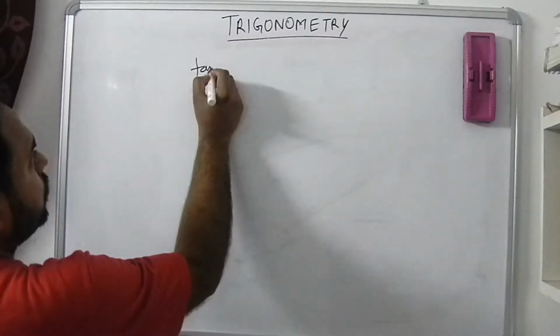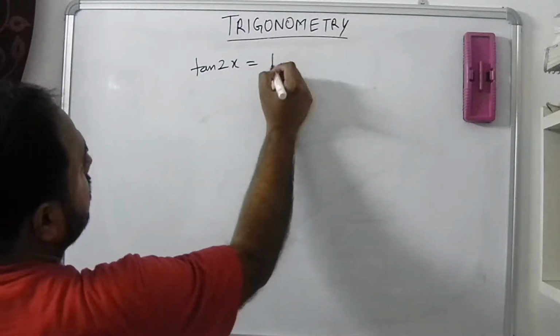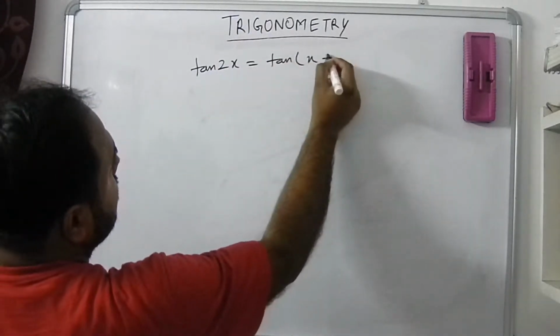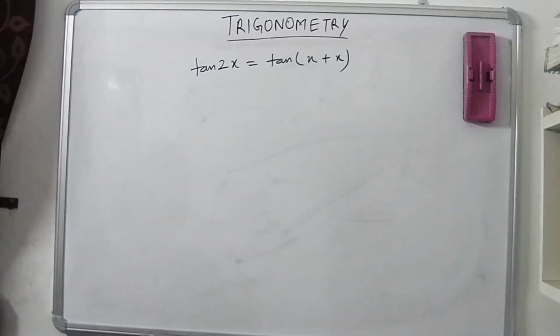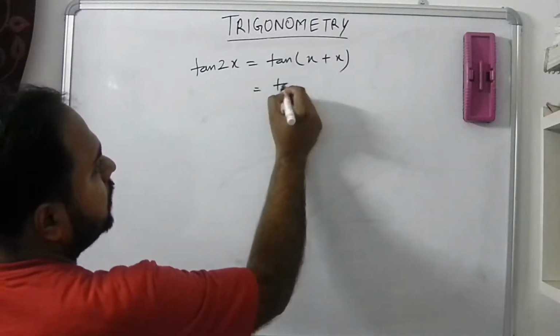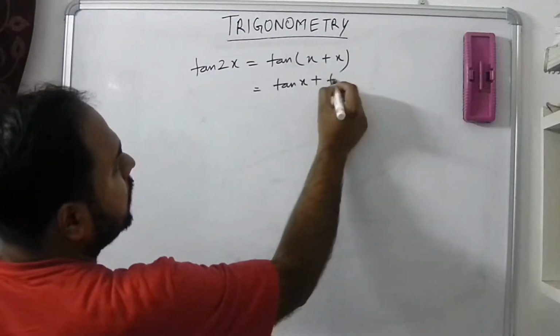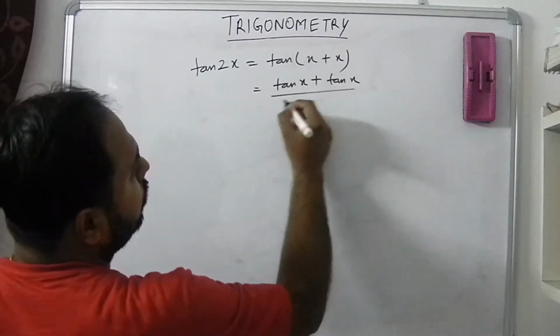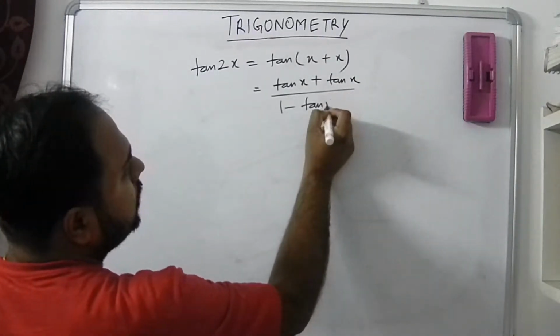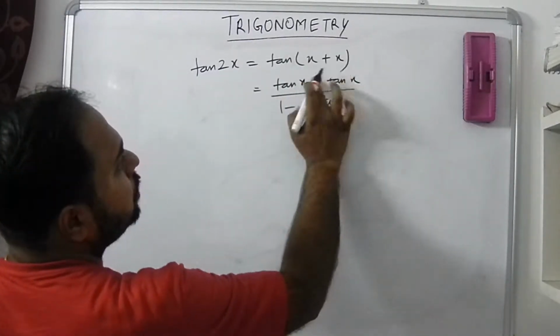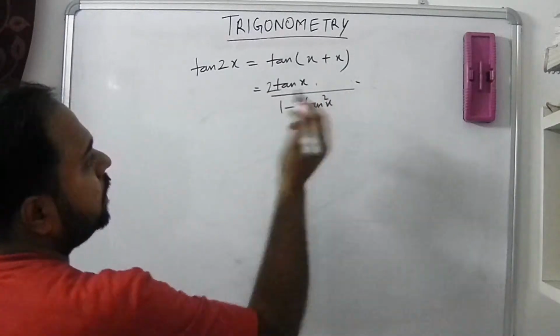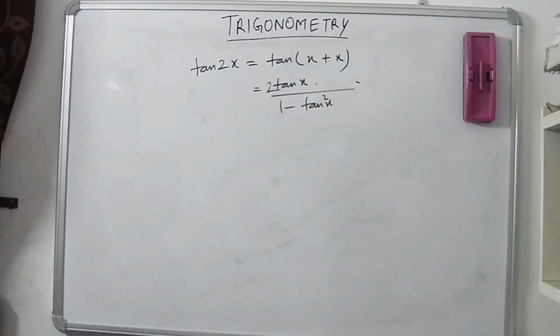Let's see. What we can do for tan 2x is nothing but tan of x plus x. What we remembered for tan a plus b is tan a plus tan b upon 1 minus tan a tan b. So that is tan x plus tan x upon 1 minus tan x tan x, which becomes 2 tan x upon 1 minus tan square x. That is the expansion for tan 2x.